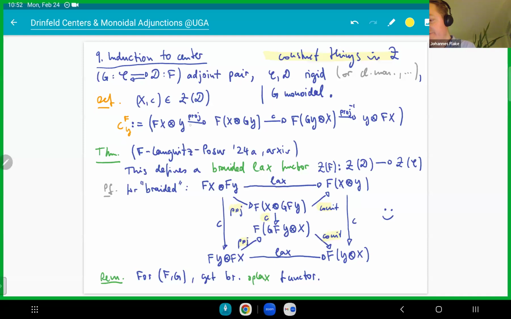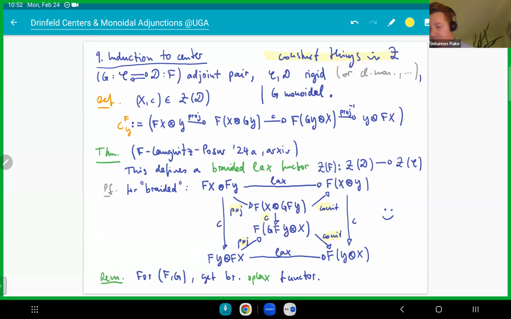But what we can now do is just apply the projection formula. So this turns this into F of X tensor GY. Now we can use the braiding in D to swap the order, and then we can go back via the projection formula isomorphism to indeed have moved the Y to the other side. So this will define what looks like a half braiding, and indeed, this is one of the results we have there. This will be a half braiding, and the entire thing defines a braided lax functor from the center of D to the center of C.